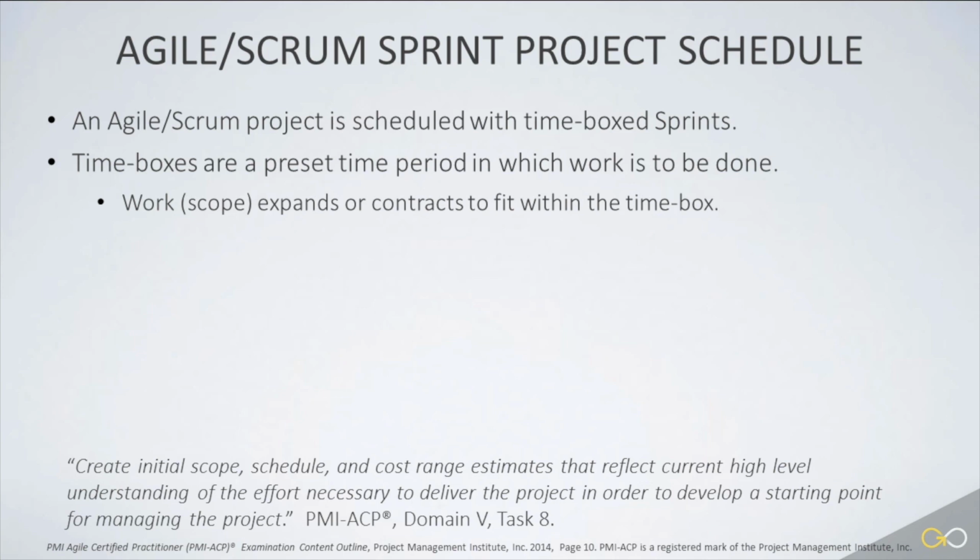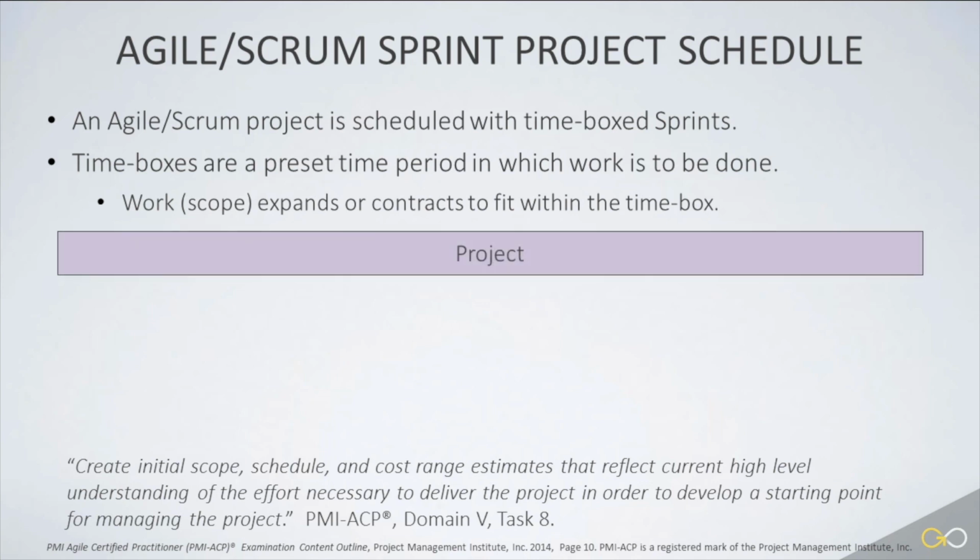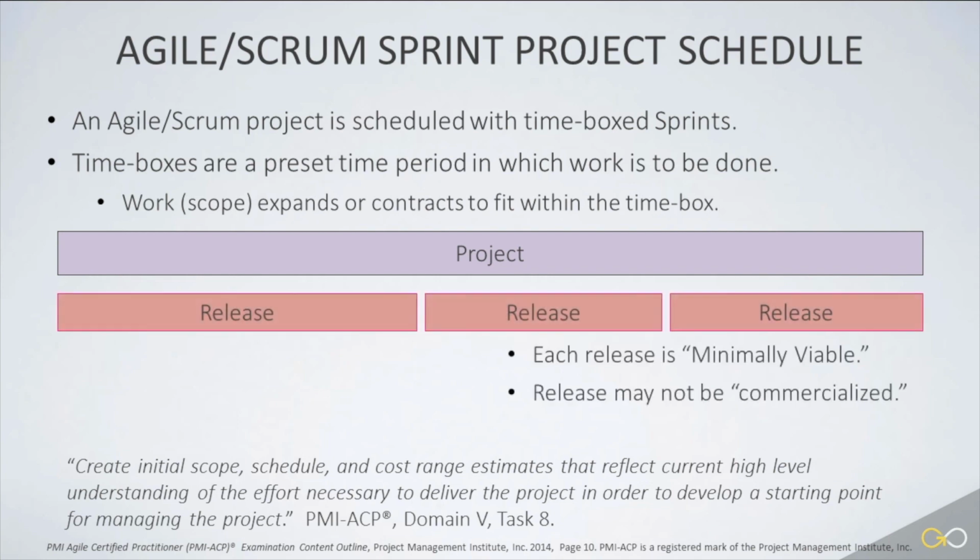The scope of that portion of the project is not fixed, rather it expands or contracts to fit within the time box. So the project is charted with an overall time box. The project end date is fixed before the scope and resources are clarified. Often, the project will be divided into a set of releases. Each release has a minimally viable product definition that is what the team will strive for.